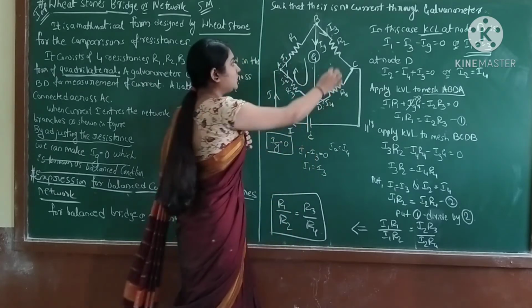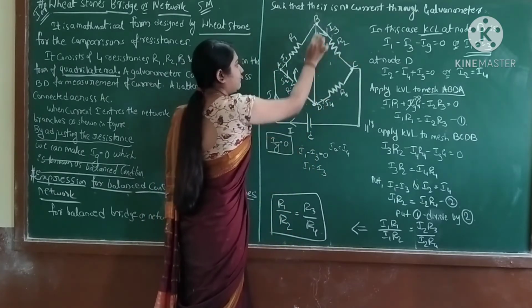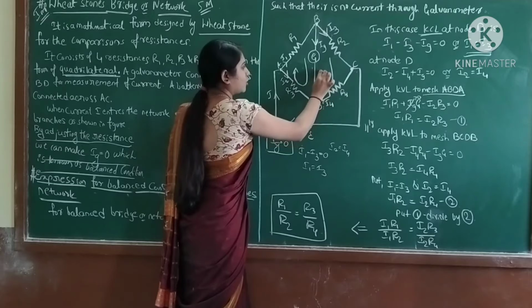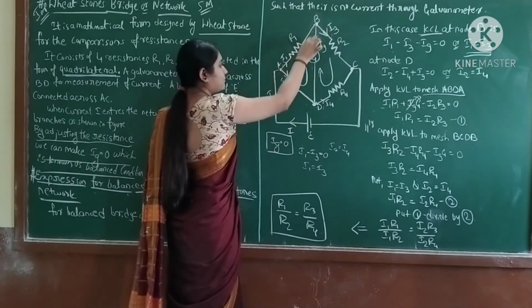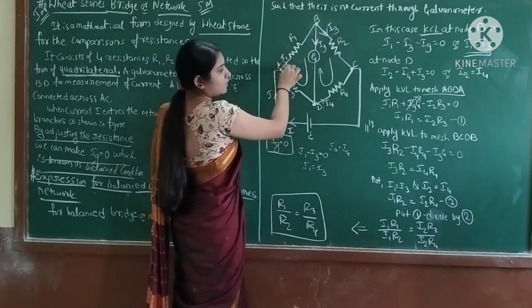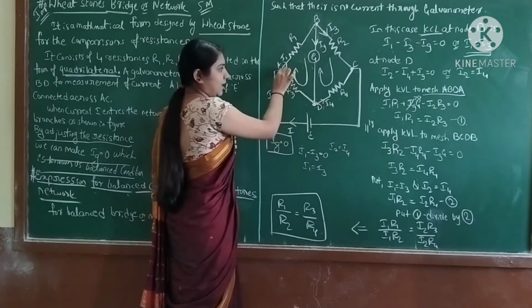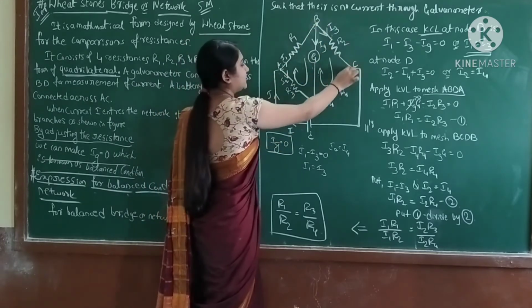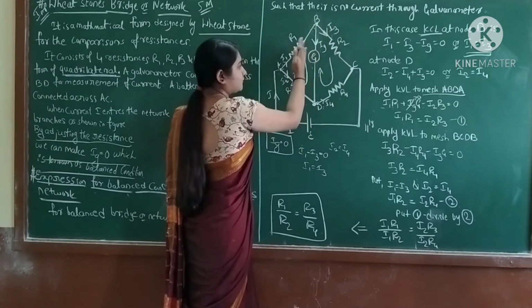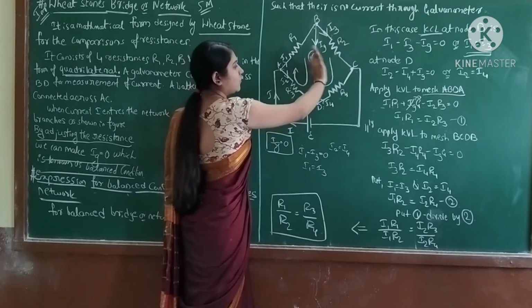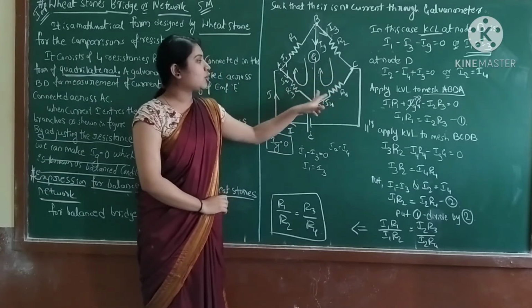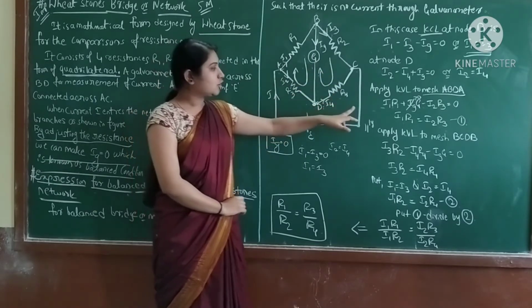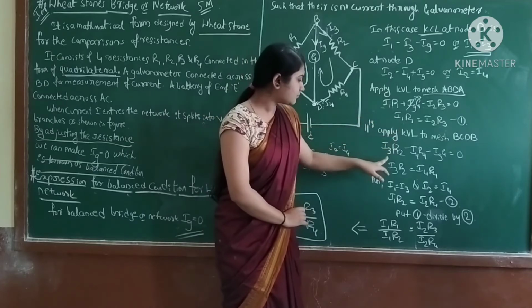Now for this BCDB, here also the same clockwise direction. First we applied it for that ABDA, now we are applying BCDB. First one was for this half and now we are applying for this half. So now also we are applying clockwise. So what are we getting now?